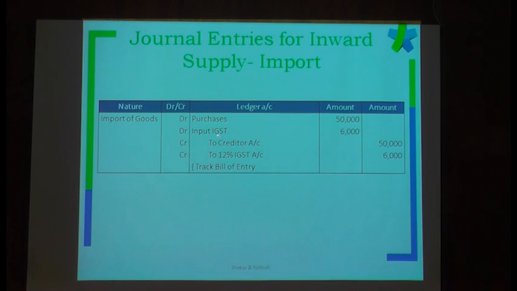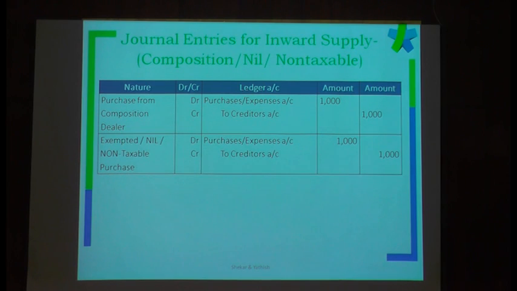Then with respect to inward supplies or imports, you are going to have purchases, input IGST 6,000, to creditor, to IGST payable. This can be tracked from the bill of entry. Once your bill of entry is filed, based on the same you will be able to take the details. Then journal entries for inward supply that is non-taxable. So this is a purchase from a composition dealer, then it will be purchases expense to creditors. If it is from a non-taxable or exempted supply, then there is no tracking of taxes required. But this is required for my GSTR 2 and GSTR 1 purposes also. This is very important. It has to be tracked, whether or not this product is under GST.